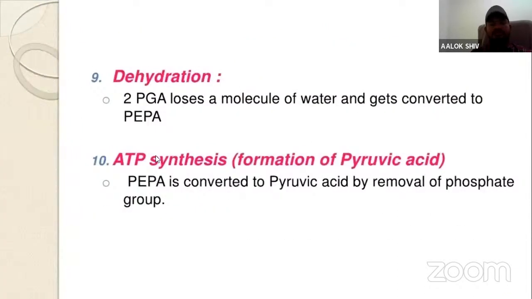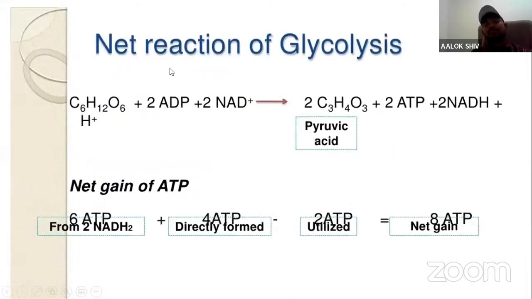Okay, and the last step is the ATP synthesis, and the formation of the pyruvic acid. So this is the net reaction of the glycolysis. Here we can see glucose in the presence of ADP and NAD gets converted into pyruvic acid, and there is a release of 2 ATP and NADH. This you have to remember.